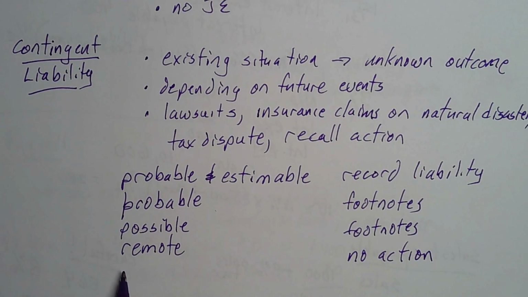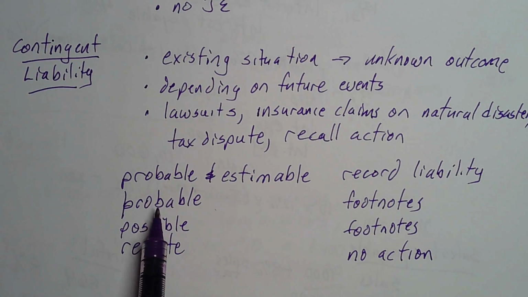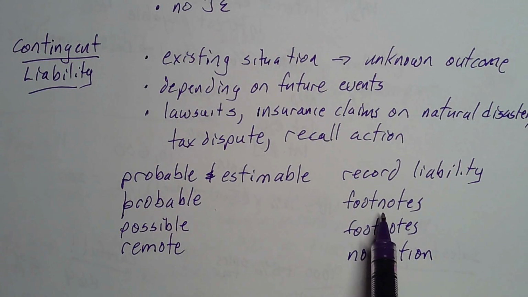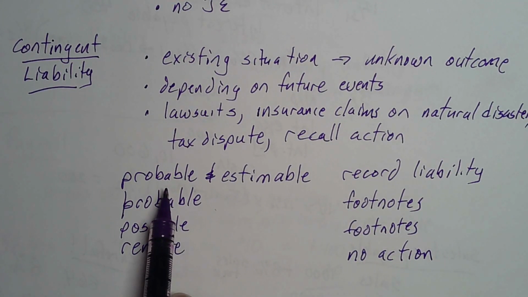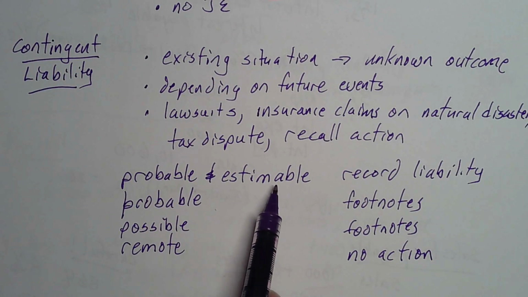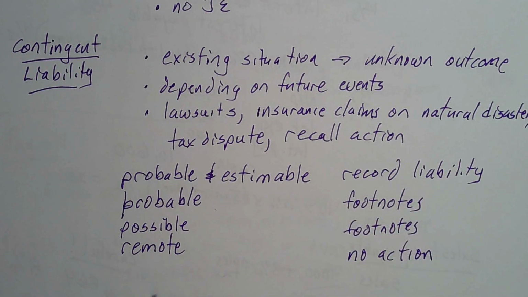If the quote unquote likelihood is remote, the accountant is not required to take any action. If the likelihood is possible, then we are required to make mention of this contingent liability in the footnotes. If the likelihood is probable, and you notice we have two different types of probable. So what I'm saying here is probable, but we don't know how much money, it still just goes in the footnotes. Only when it's probable and estimable, able to be estimated, do we actually record a liability. And so those are sort of few and far between.